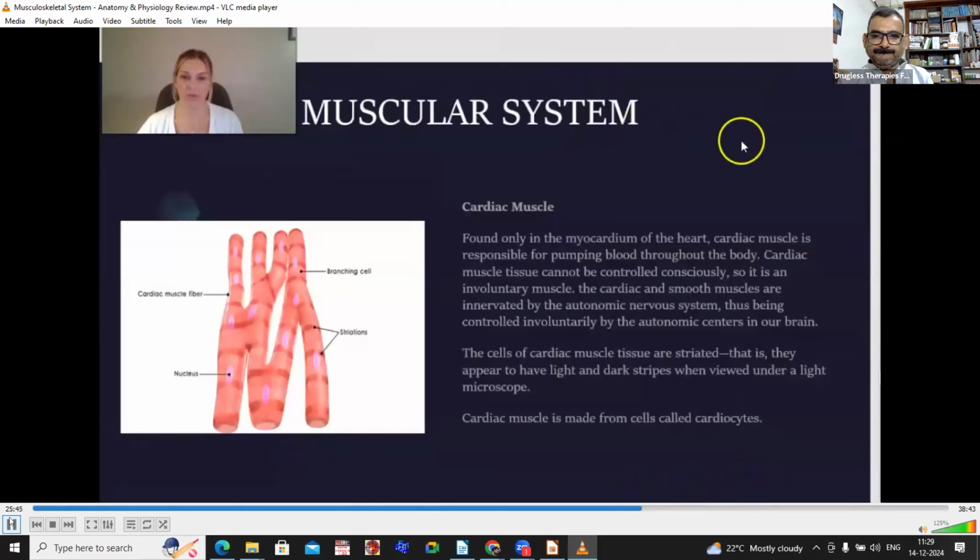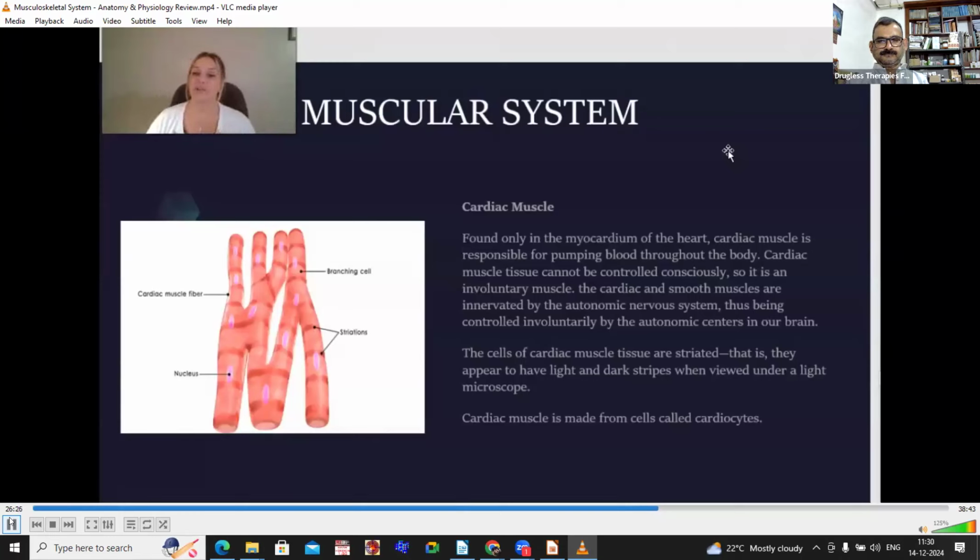The cardiac muscle is only found in the myocardium of the heart, and we did talk about this in the cardiovascular anatomy and physiology lesson. From that lesson, we know that the cardiac muscle is responsible for pumping blood throughout the entire body. Cardiac muscle cannot be controlled consciously, meaning we cannot control our heartbeat by thinking about it. So it is known as an involuntary muscle for that reason.